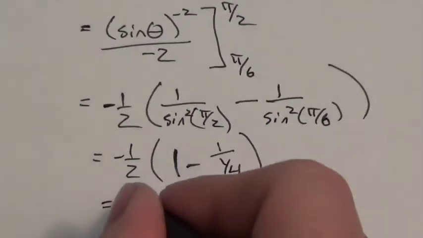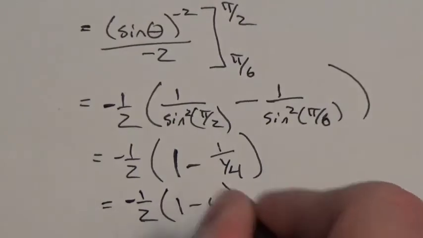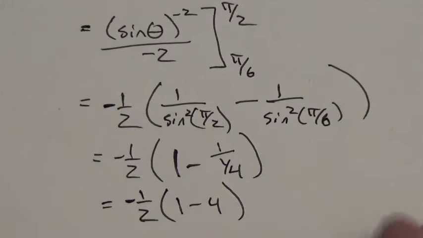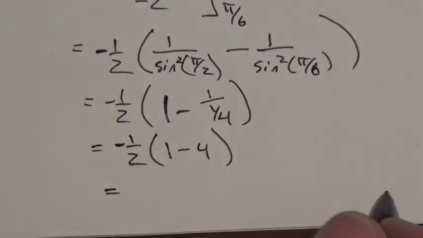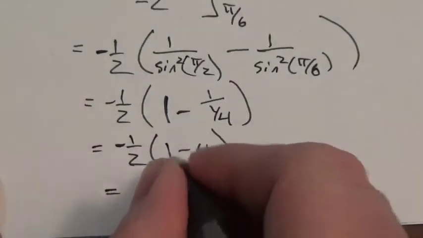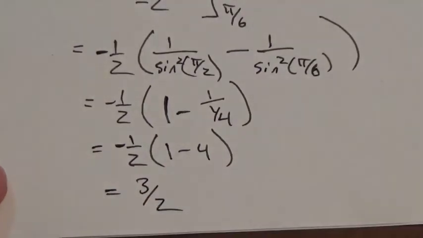So we're getting close here. This is going to be negative 1/2 times 1 minus 4. Well, 1 minus 4 is negative 3. I know, sometimes that little bit of subtraction is the hard part of the problem. That's going to be negative 1/2 of negative 3, so the answer would be 3 over 2. Okay, that's the final answer that we're going to get to.